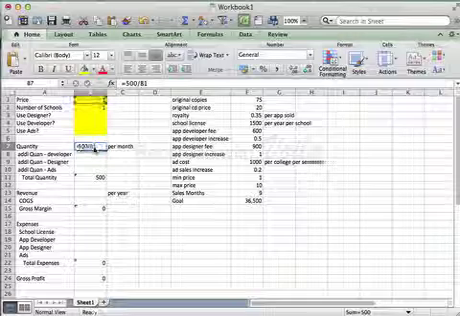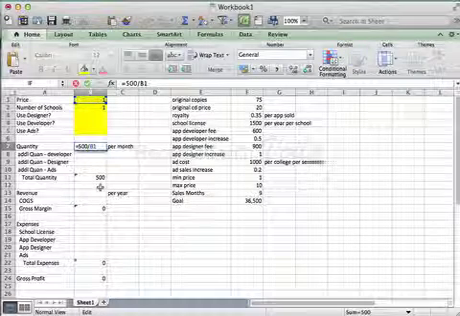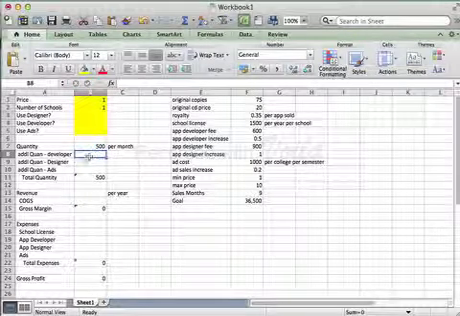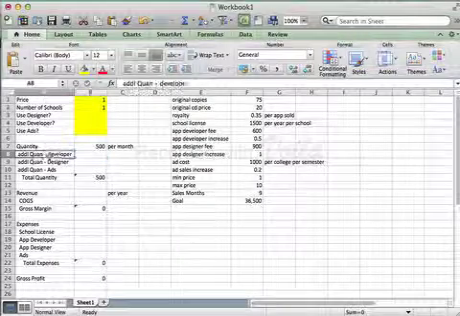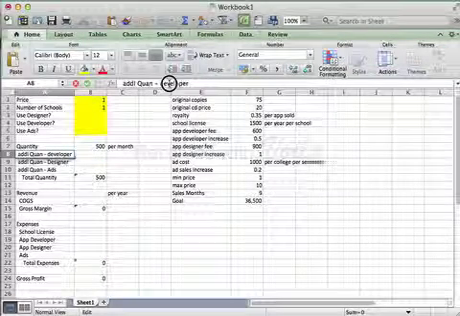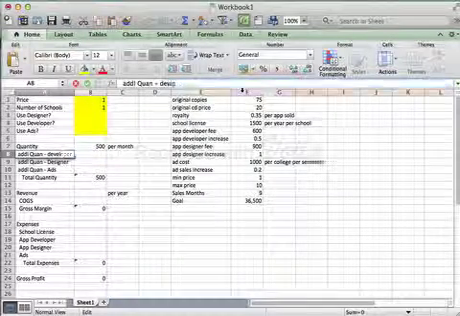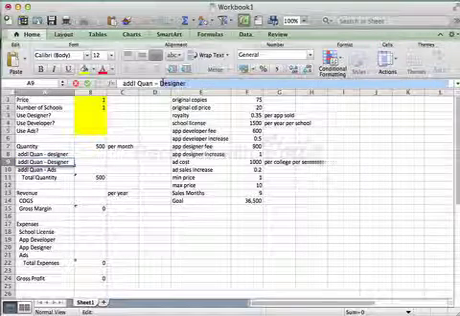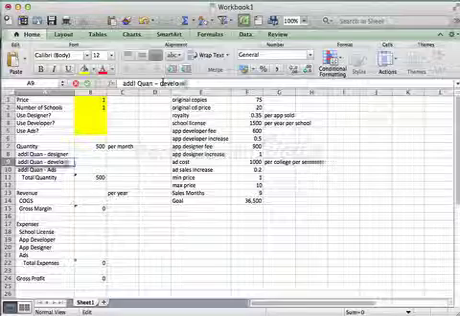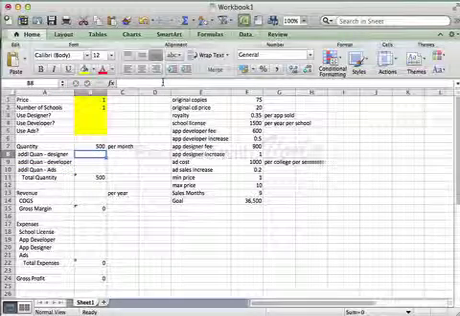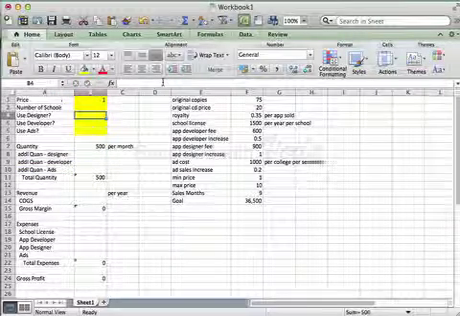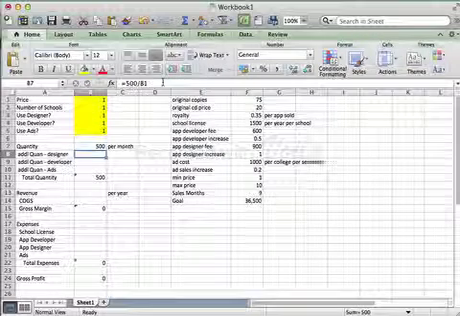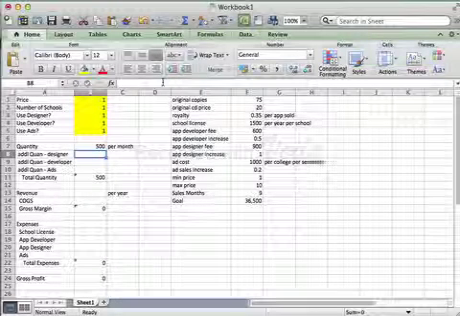So, the quantity was 500 divided by price. The additional quantities for the developer, the designer, and the ads. Actually, let's put these in the same order so that it's easier to deal with. Those are just a series of if statements. So let's go ahead and fill these decisions in as yeses, or ones is what I'm coding them as.